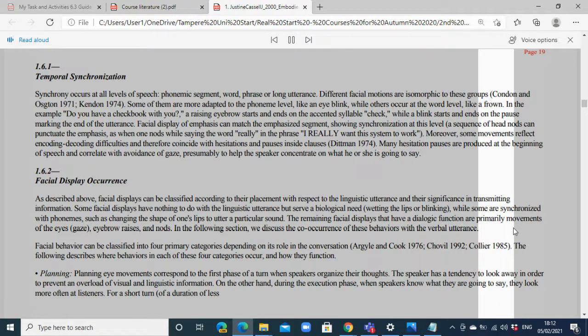Moreover, some movements reflect encoding-decoding difficulties, and therefore coincide with hesitations and pauses inside clauses, Dittmann 1974. Many hesitation pauses are produced at the beginning of speech and correlate with avoidance of gaze, presumably to help the speaker concentrate on what he or she is going to say.